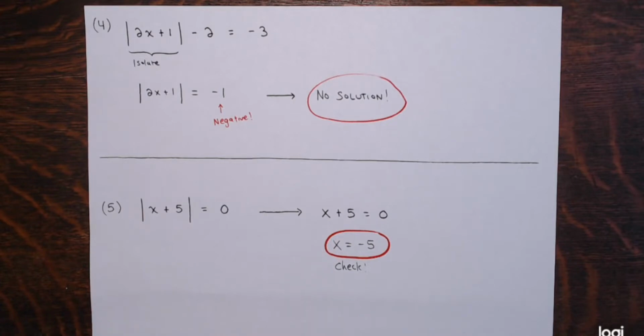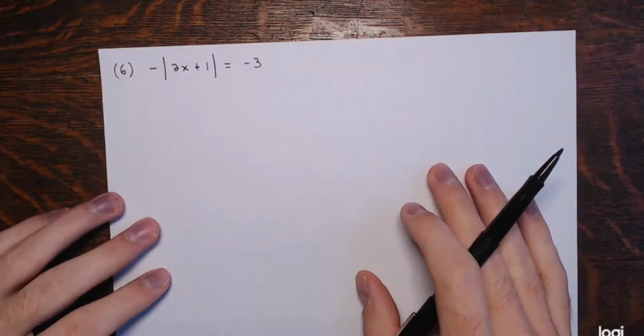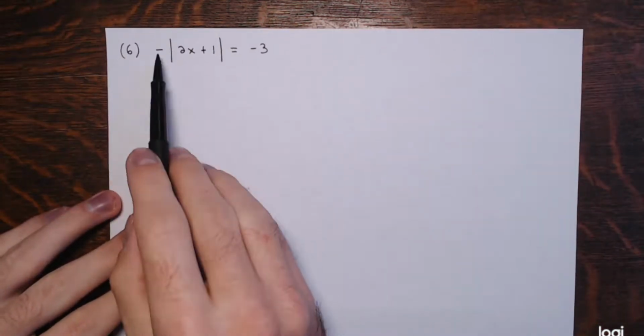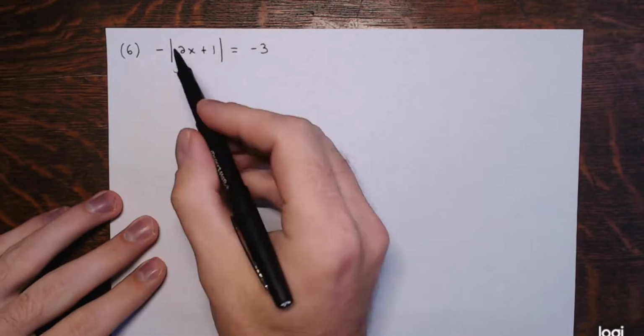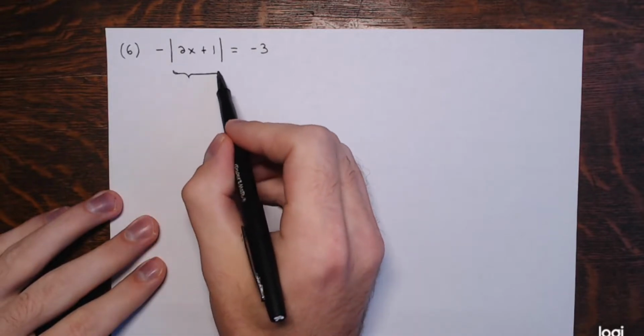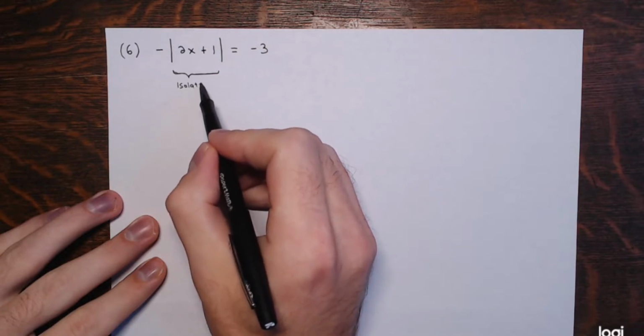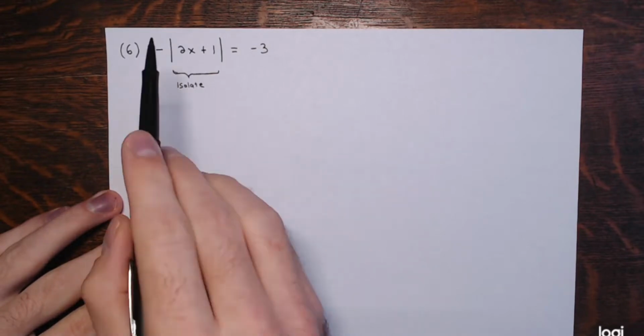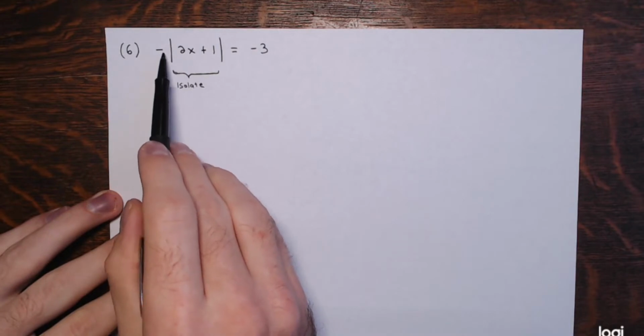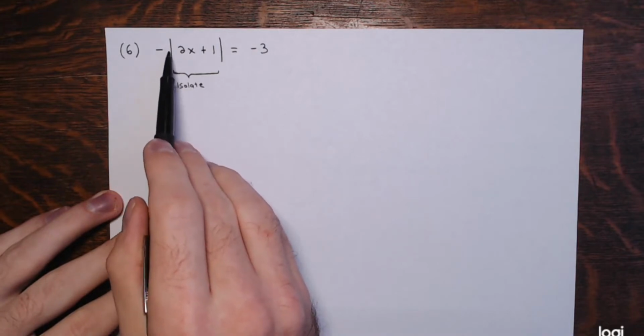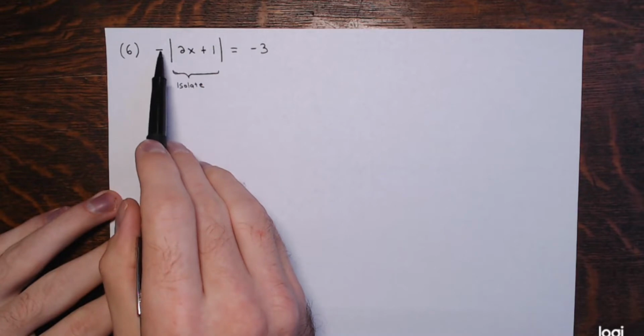Great. And I have just one more of these. They're all the same, doing the same steps every time. Now here, again, I want to isolate the absolute value. I want to get just the absolute value of the variable expression alone. So there is a number being multiplied by the absolute value. I don't want that there.